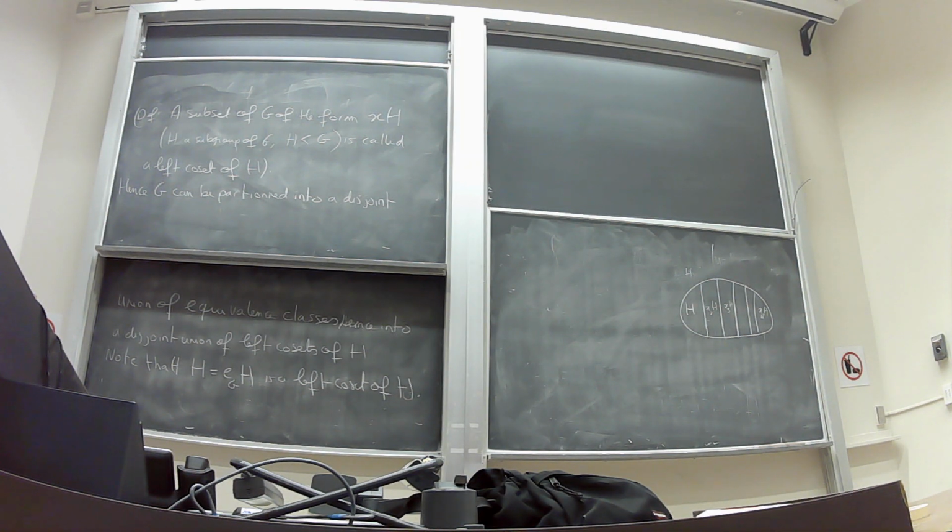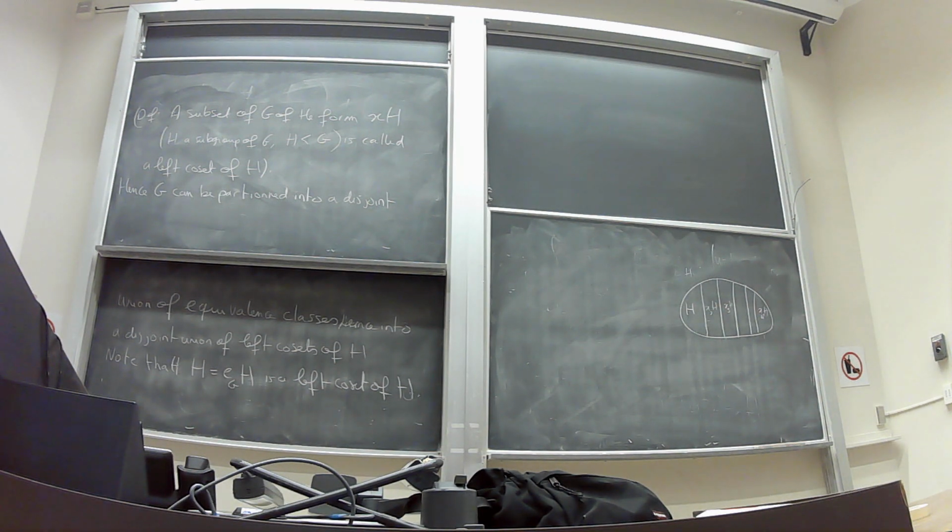Now, when do I get that this is a disjoint union? What exactly does disjoint mean? This means no two of them intersect. Okay? H, x2H, x3H, and so on.